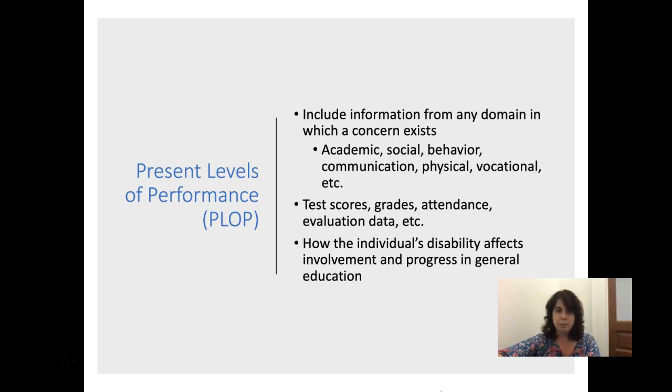Already talked about this, present levels of performance. So again, that's looking at the baseline, looking at those evaluation results, figuring out what information is necessary for that team in order to determine what the next step is. So looking at academic, social, behavior, communication, physical, vocational, looking at those test scores, grades, attendance, parent interviews, student interviews, and really looking at how the individual's disability is affecting their progress in the general education classroom.